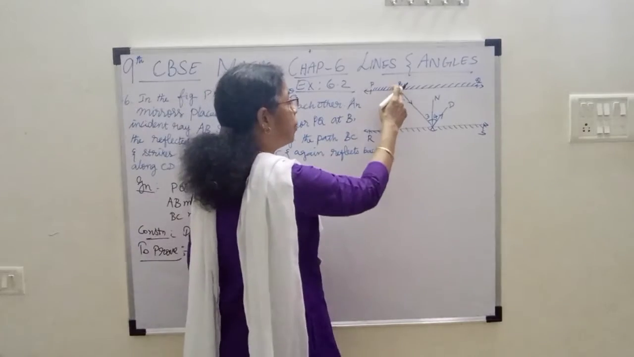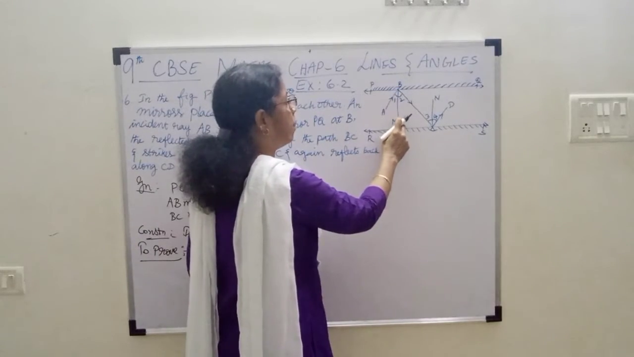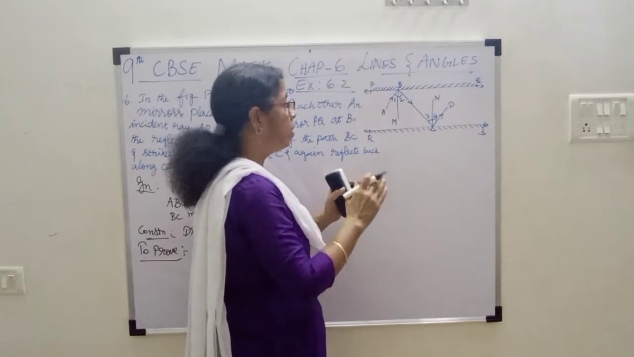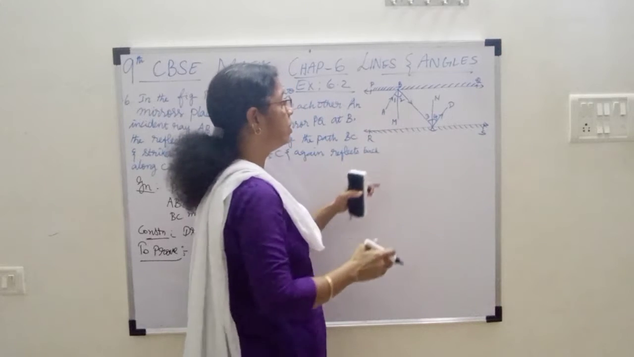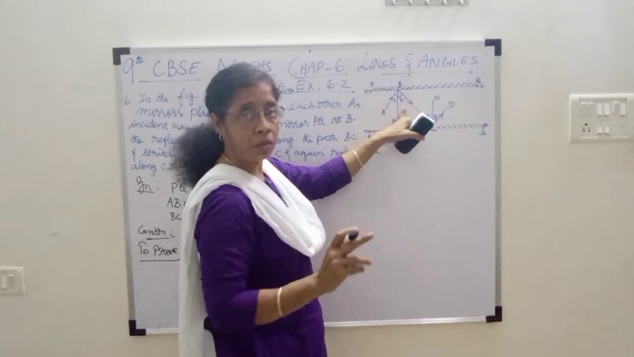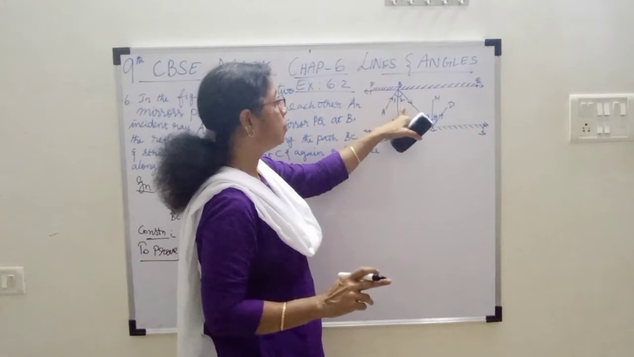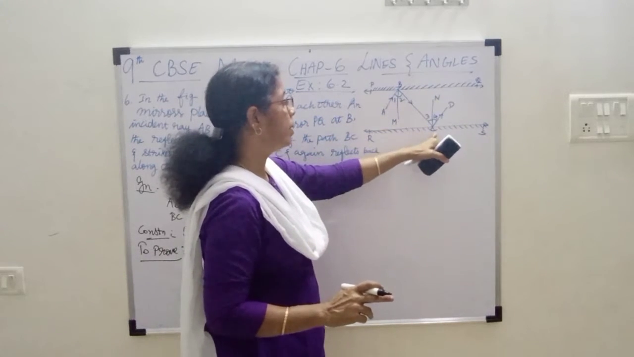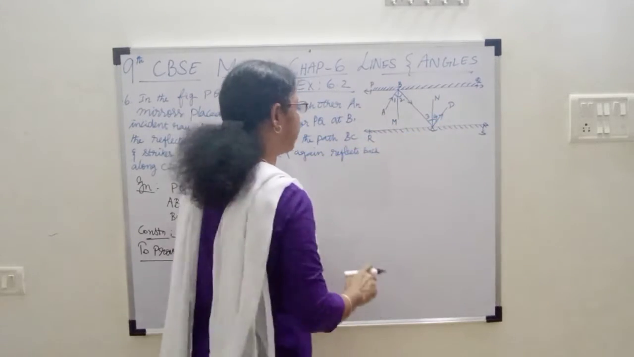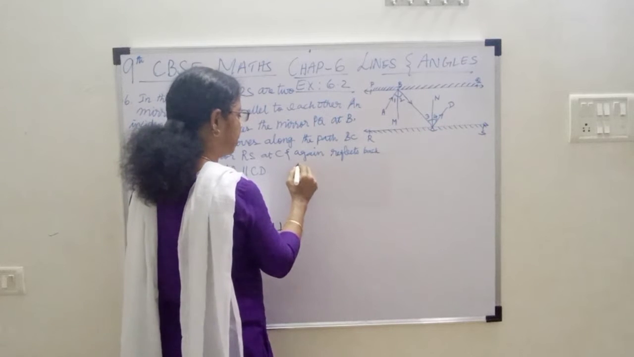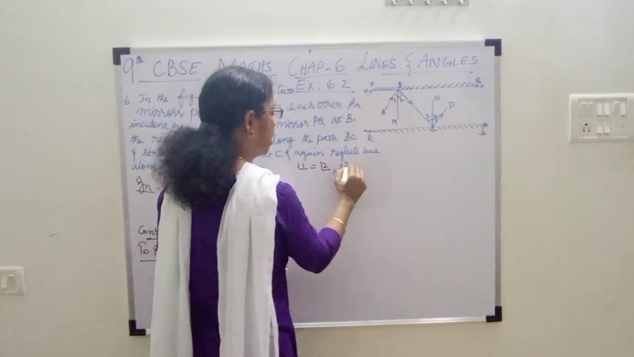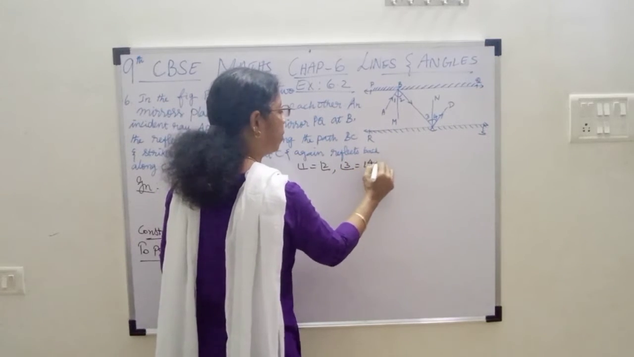Now, if you draw the perpendicular line BM, it is a perpendicular bisector of angle ABC. So two angles will be formed, angle 1 and angle 2. Again, when you draw the perpendicular CN, it bisects the angle BCD and you will have angle 3 and angle 4. So you can write angle 1 equal to angle 2, then angle 3 is equal to angle 4. What is the reason?